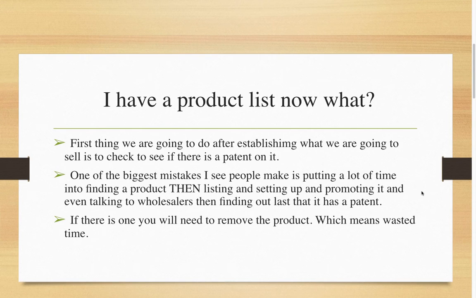Okay, so first thing, I have a product list. Now what? After establishing what we are going to sell, the first thing we are going to do is check to see if there are any patents on it. One of the biggest mistakes I see people make is putting a lot of time into finding the product, listing and setting up the product, promoting it, the whole nine yards, and then they find out later that there is a patent and they have to take the product down. So you've spent all this time, you wasted a spot in your free listings and everything for a product you can't use.